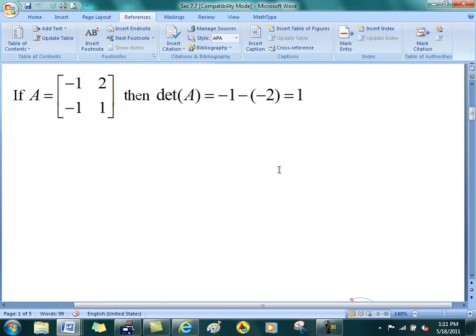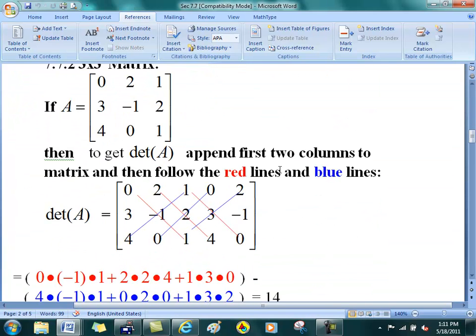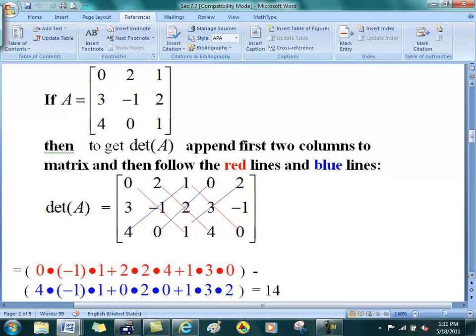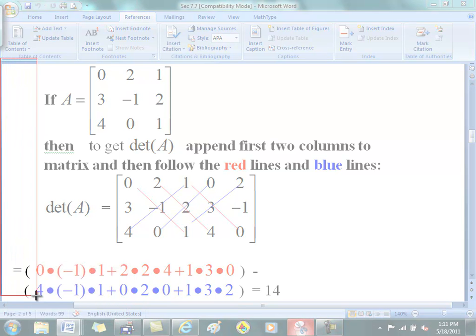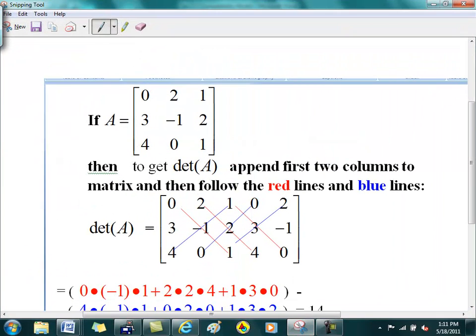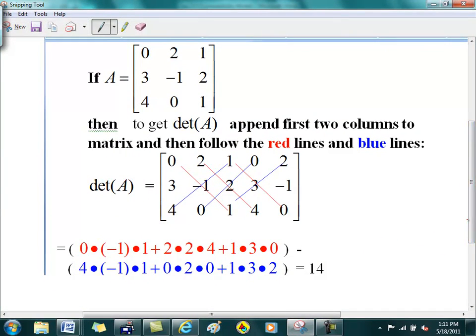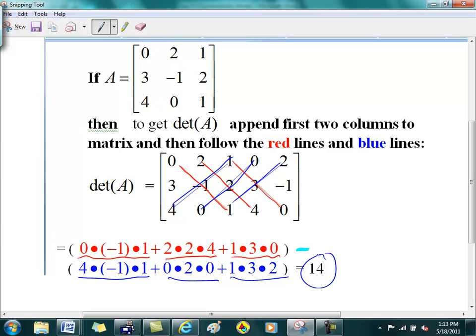Okay, moving on to 3 by 3. So 3 by 3 gets a little involved, but again, it's all about multiplying, adding, and subtracting. Get that example down, and then I'll quickly go over that with you. Don't forget the minus sign there. And then you go on the blue diagonals and multiply the numbers: that times that, that times that. Eventually you get only one number, and remember, that number can be either positive or negative.